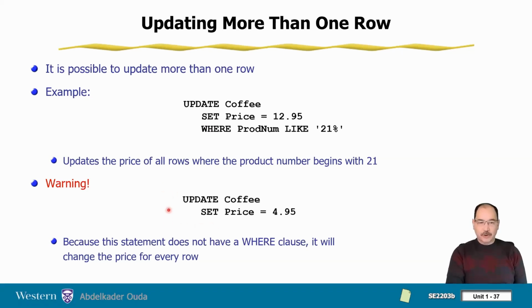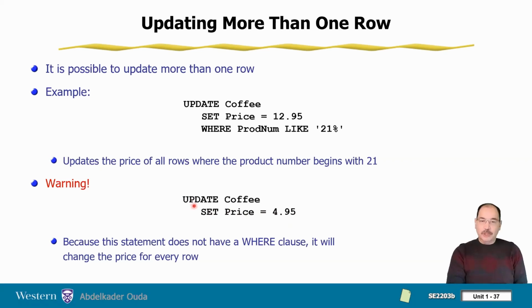It's still a valid command. And in this case, if we just issue this command, that means every single data row in the table, we're going to change the value for the price to 4.95. Every line is going to be affected, and the value for the price will be set to 4.95, if we don't have specific criteria to select specific rows to be updated.